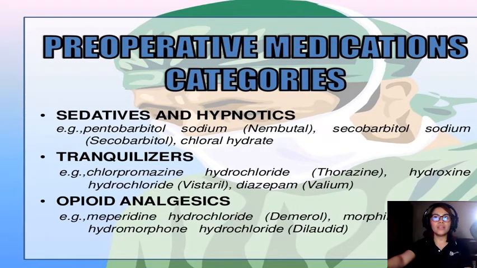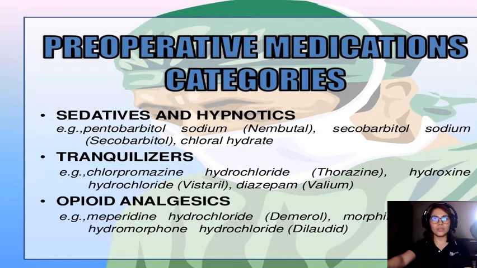So you have the different types of medication categories. First is the sedatives and hypnotics. Very common are Nembutal and secobarbital. Those are examples of your sedatives and hypnotics, so they sedate the patient.